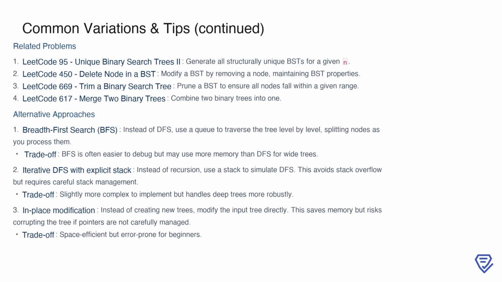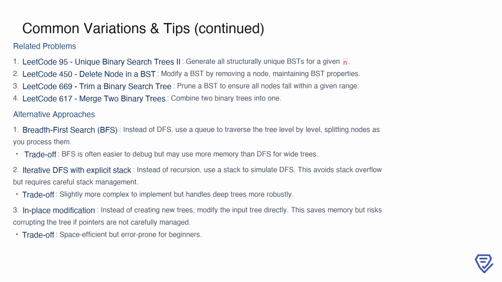To deepen your understanding, it's helpful to explore related problems. For instance, LeetCode 95, Unique Binary Search Trees 2, involves generating all structurally unique BSTs for a given n. LeetCode 450, Delete Node in a BST, focuses on removing a node while maintaining the BST properties. LeetCode 669, Trim a Binary Search Tree, asks you to prune a BST to ensure all nodes fall within a specific range. Finally, LeetCode 617, Merge Two Binary Trees, challenges you to combine two trees into one. These problems share similar themes and can enhance your problem-solving skills for tree-based questions.